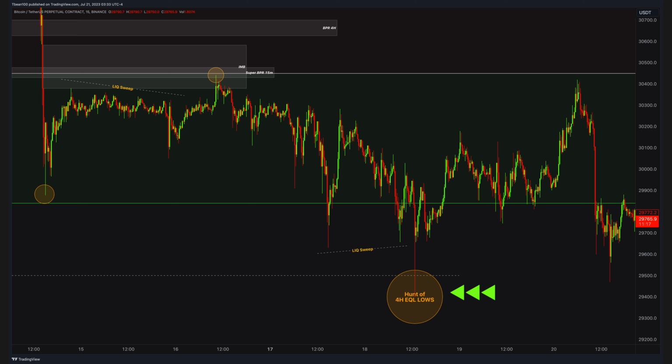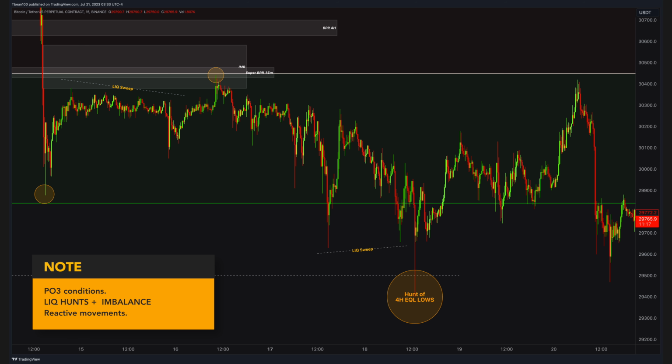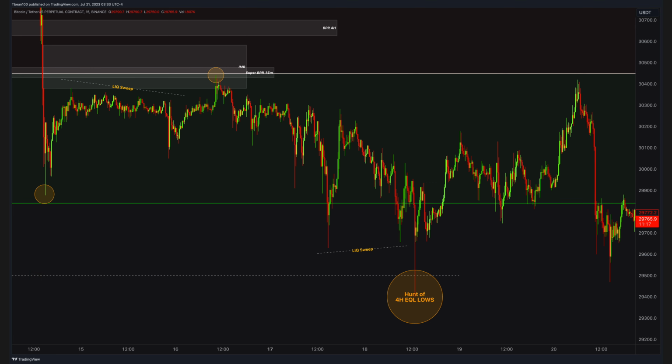Here at this point, I also noticed this internal liquidity sweep. These are perfect power of 3 conditions for me. Why? We are in the major range low. We hunted 4-hour equal lows. We are inside the 4-hour imbalance. We hunted internal liquidity. I was extremely bullish here.